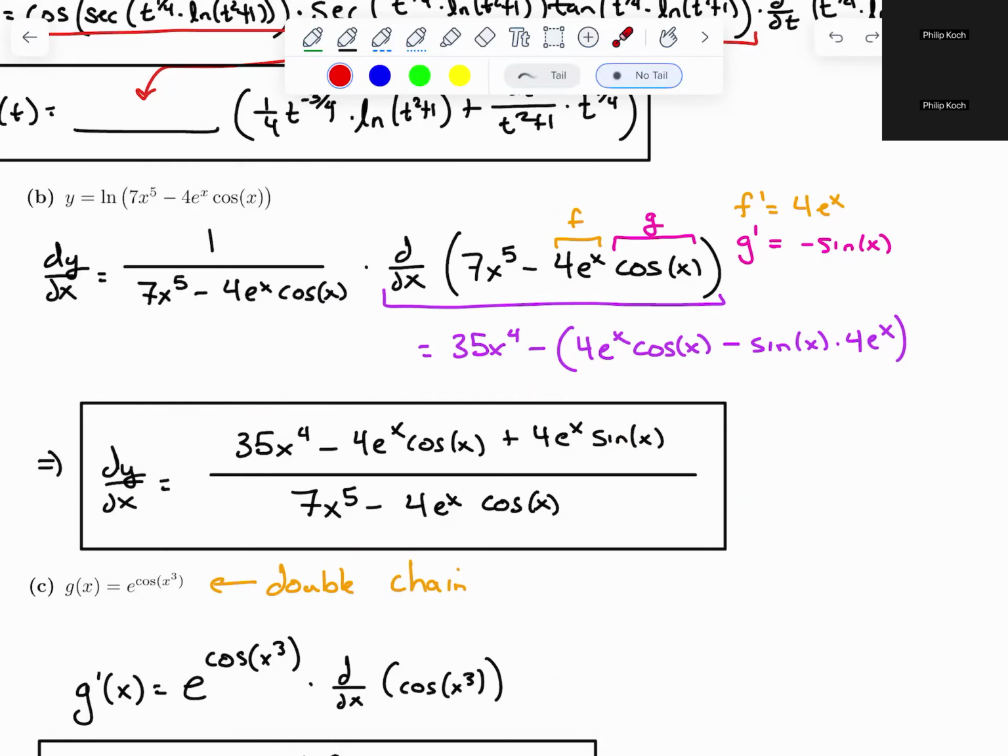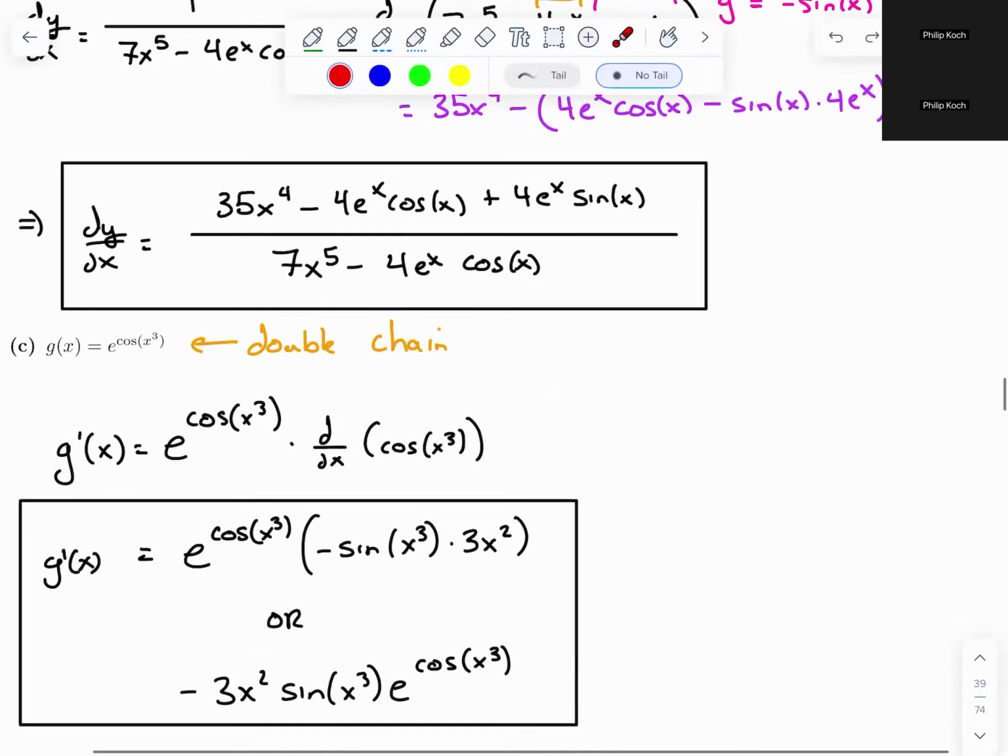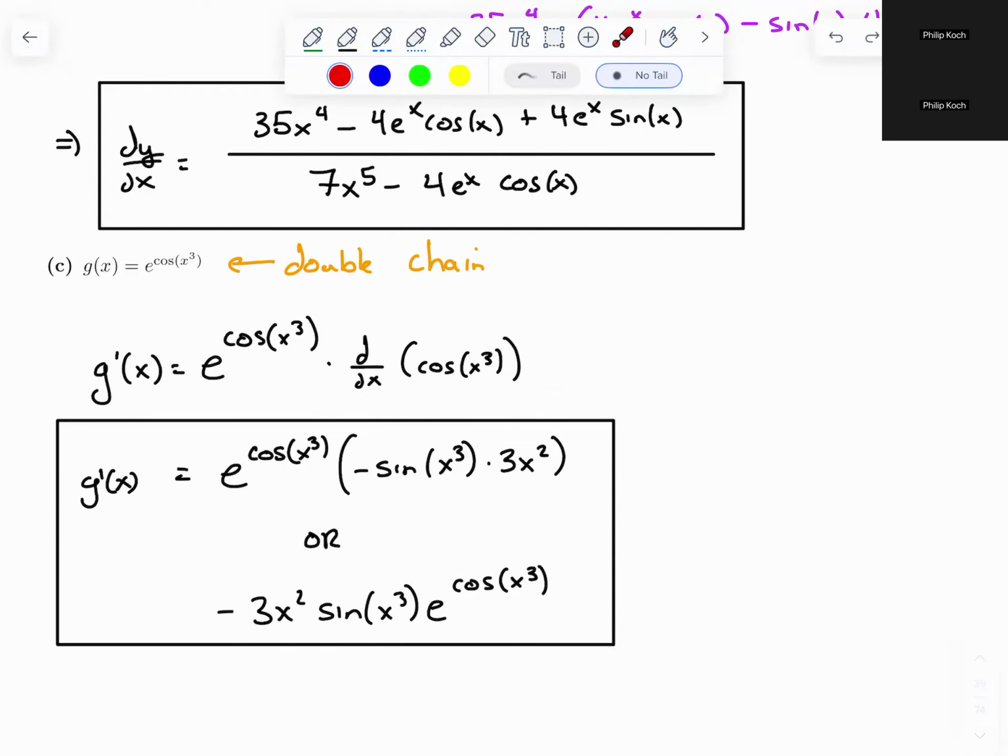Any questions on B? C is a double chain rule because it's e to the cosine of x cubed. So there are 2 chain rules. So you work outside to inside. The outermost function is e. The derivative of e is itself. Like the derivative of e to the x is e to the x.